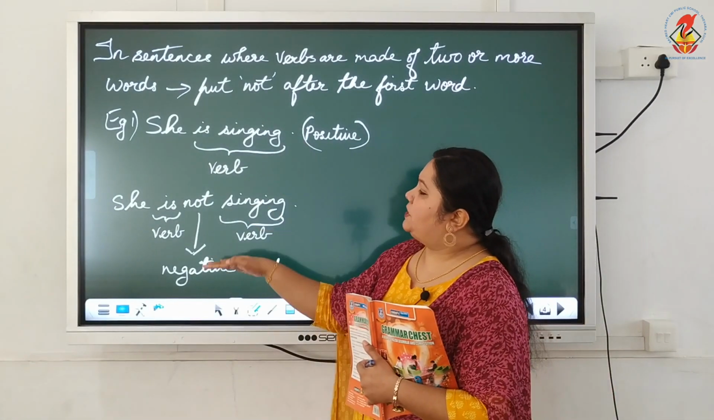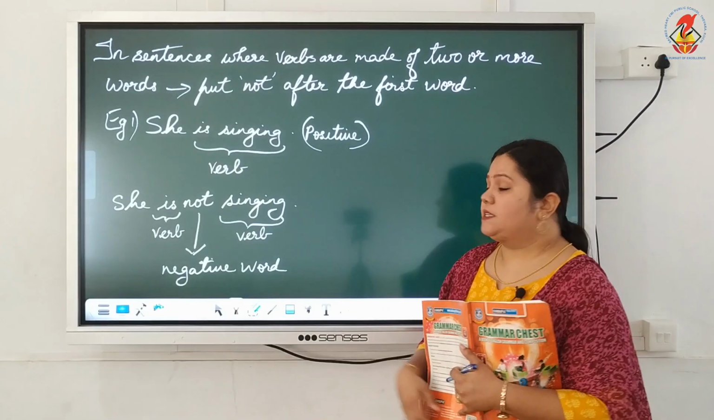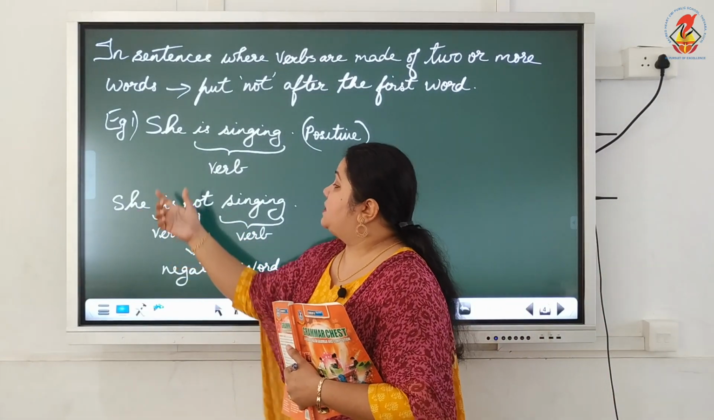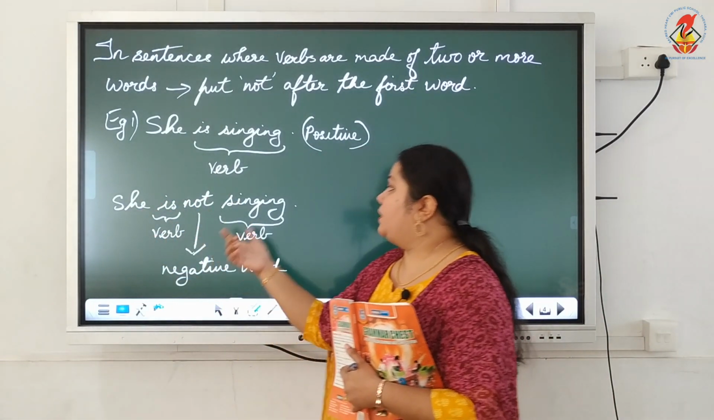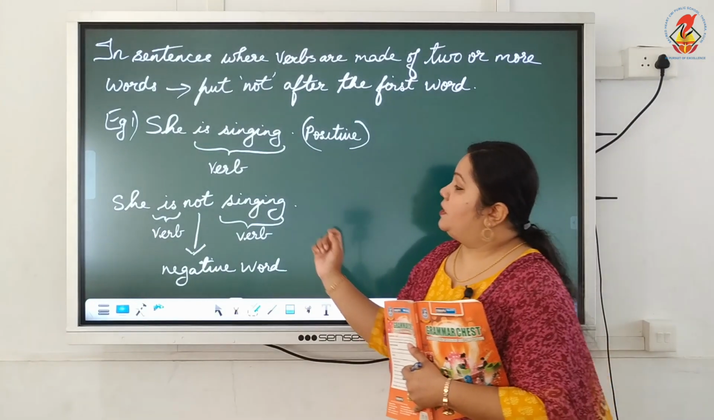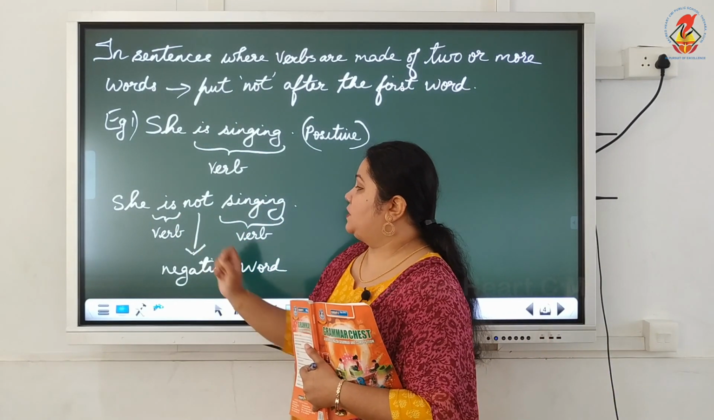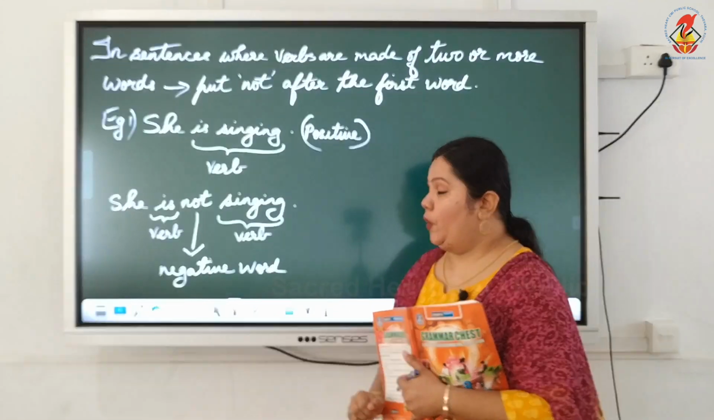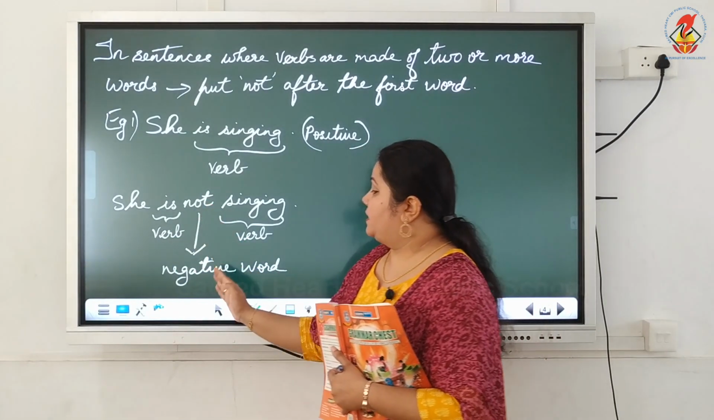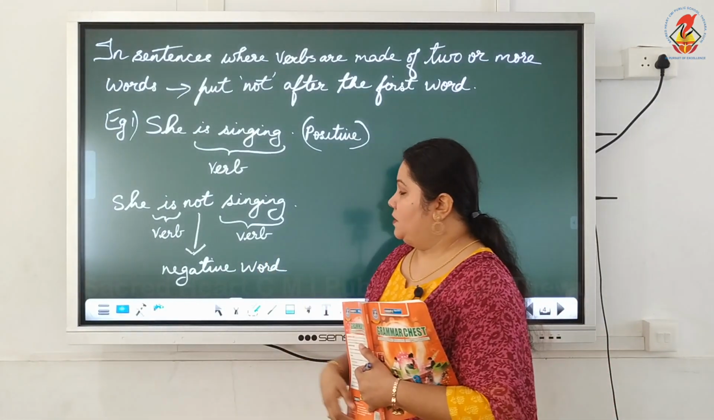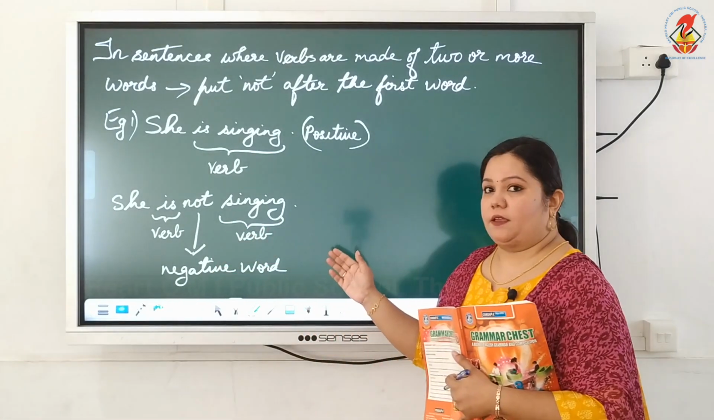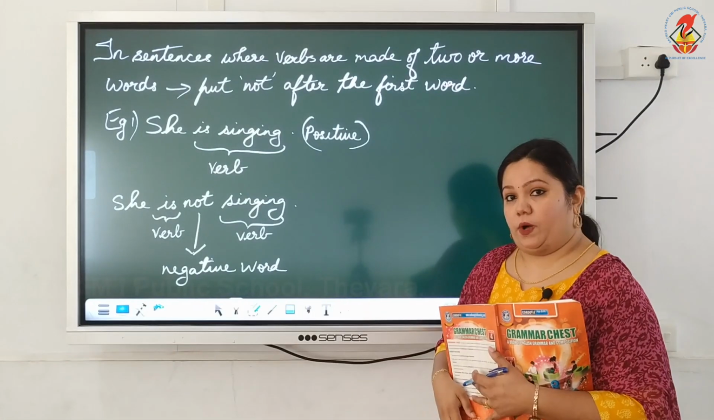Now we can change this into negative. How do we do that? We write it as she is not singing. So here, soon after the first word of the verb, is, as you all know, we write the negative word not. So she is not singing. Singing is the remaining part of the verb.